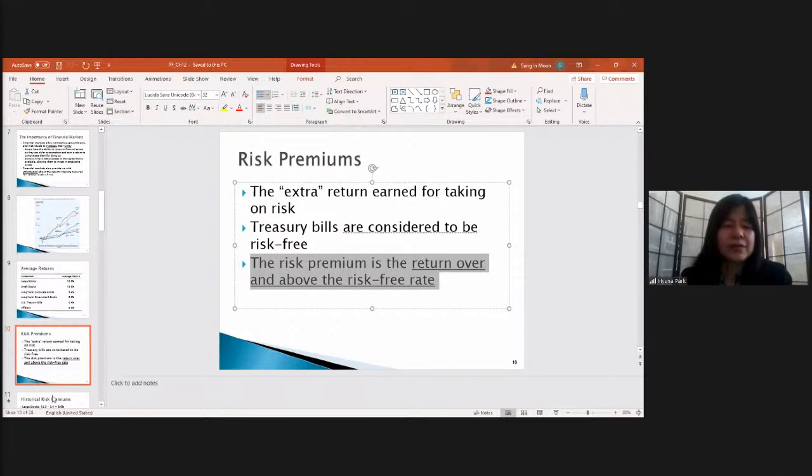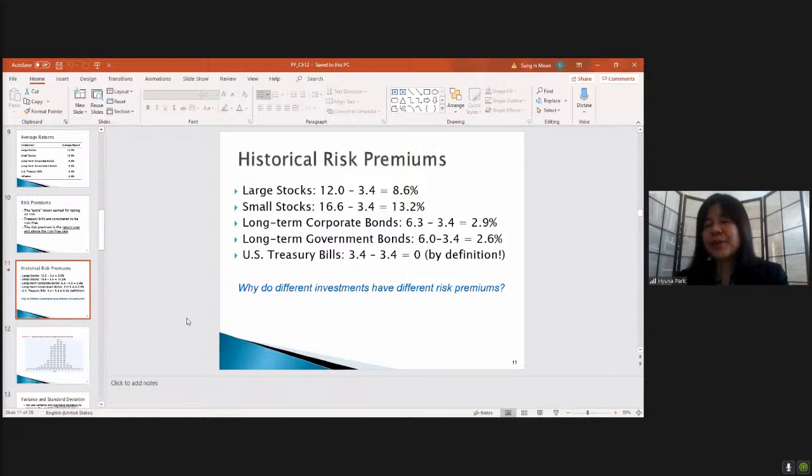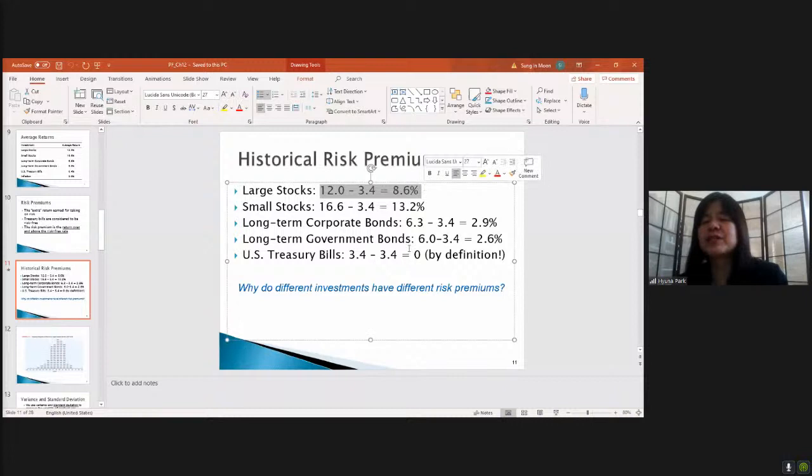Historical risk premiums. Historically, what was the average return on risky investments minus the risk-free rate? If we apply this concept to the data we saw in previous slides, what was the historical risk premium? In the case of large stocks, 12% minus 3.4%, 8.6% was the historical risk premium.